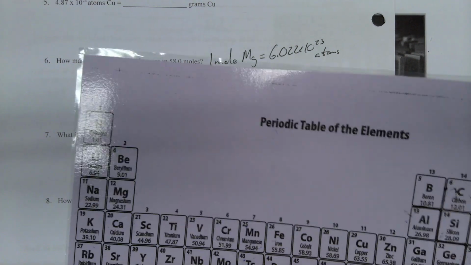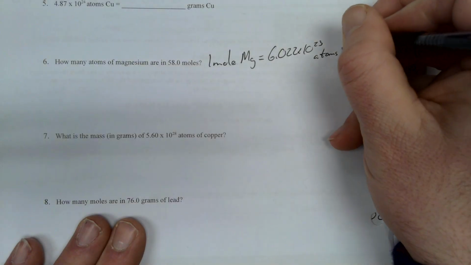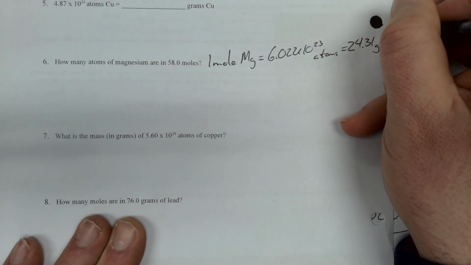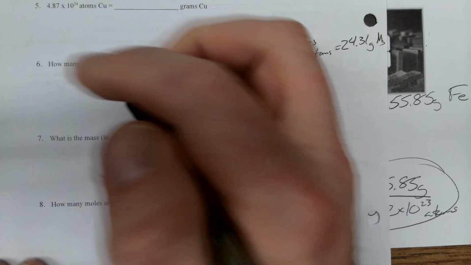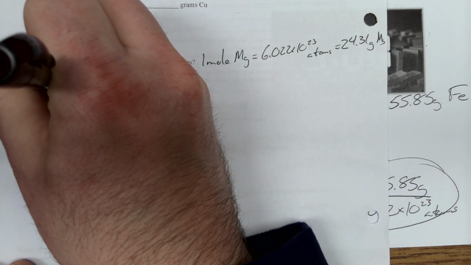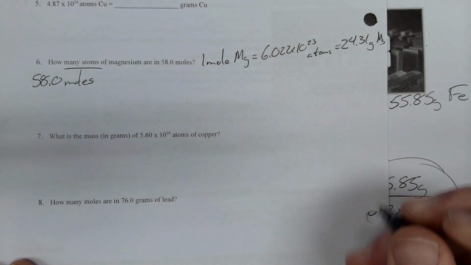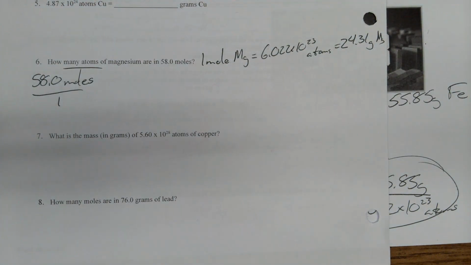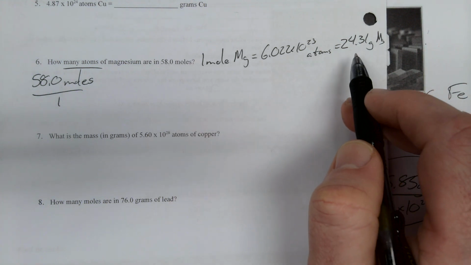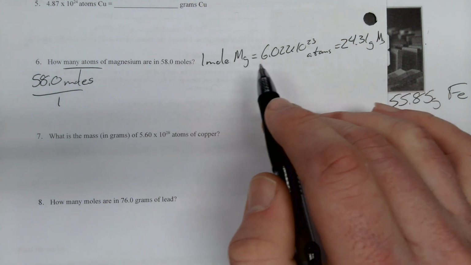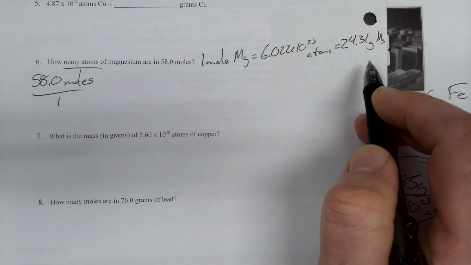So, if I look at my periodic table, I see my molar mass for magnesium is 24.31. So we have equals 24.31 grams magnesium. I have all the equalities I could possibly need. I rewrite my question. I have 58.0 moles. And I want to figure out how many atoms there are. So I turn this into a fraction real quick. So I know I need moles. Am I going to use the atoms or am I going to use the grams? Which one am I looking for? Looking for atoms, right?